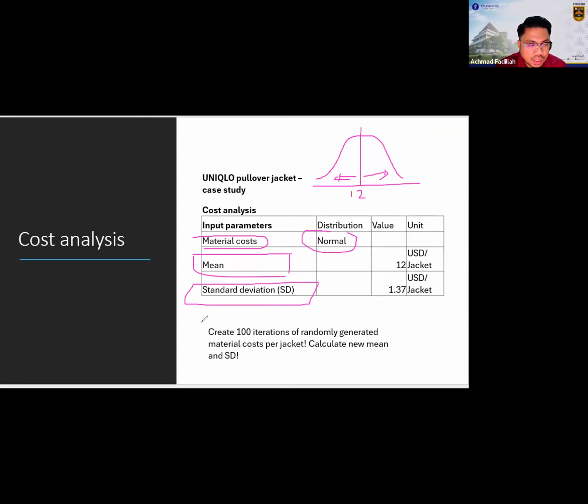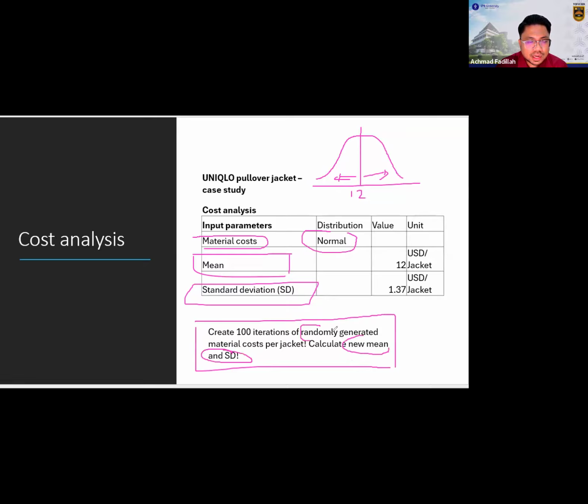And then the instruction is to create 100 iterations, to see exactly how much the price fluctuates during this period. So we need to randomly generate the cost for the jacket, and then we need to also calculate the new mean and the standard deviation.